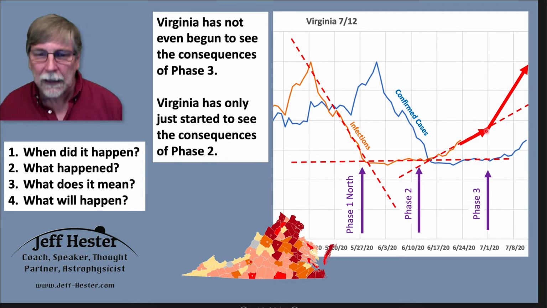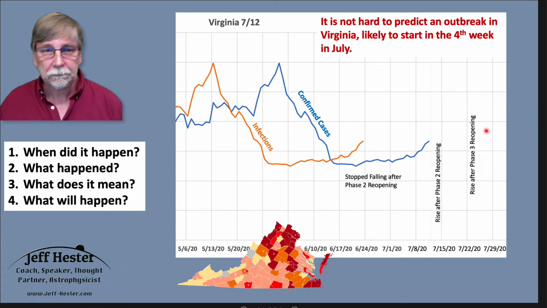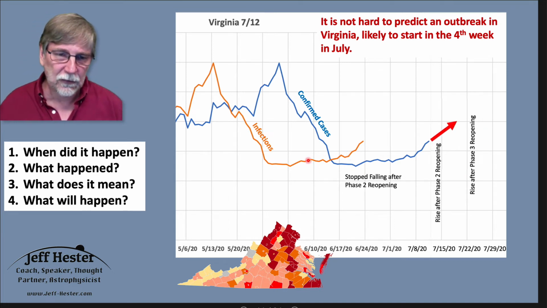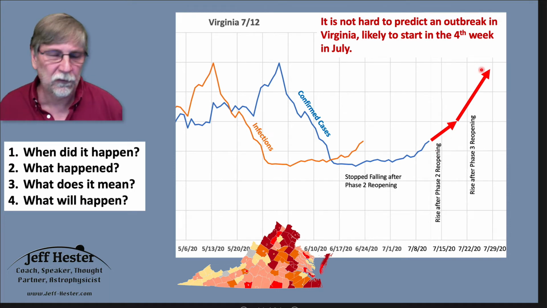And I said, by the way, you guys should know that a week from now, you're going to start seeing your numbers go up again. That's my prediction. I hope I'm wrong. I don't think I am. So anyway, it's not hard to predict an outbreak in Virginia, likely to start in the 4th week of July, because there it is. If you look at the number of infections going up, and the reopening there we go. That's what's likely to happen in Virginia.